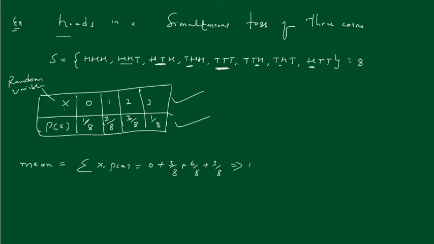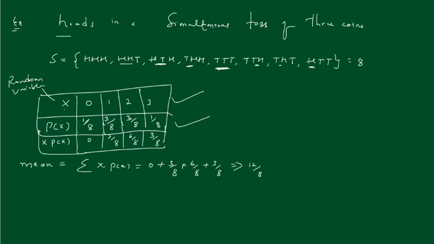It is 12 by 8, right? What we have here? The value is 12 by 8. So that is nothing but x into px. X into px is 0, 3 by 8, 6 by 8, 3 by 8, right? Which is nothing but our mean value.